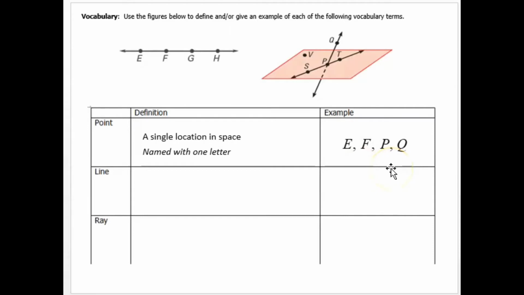For the example, as you can see, they're named with one single letter. So point E is just called E.